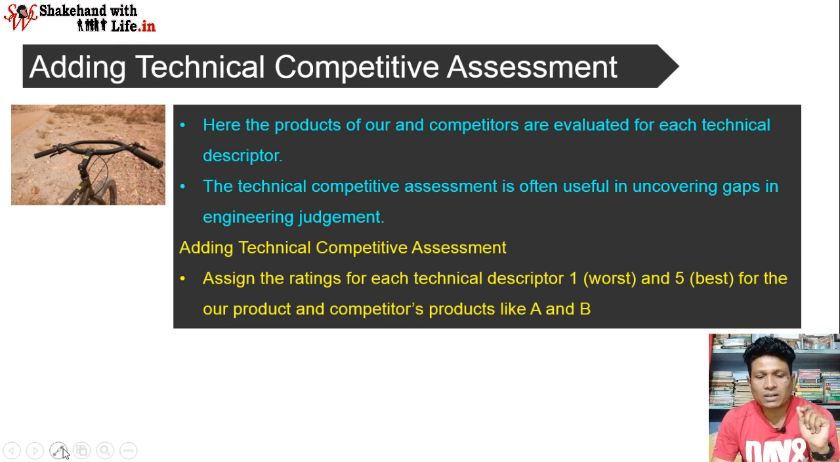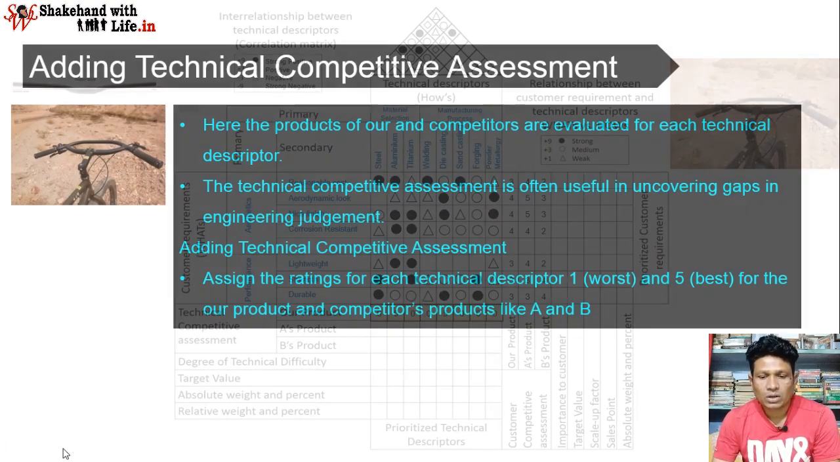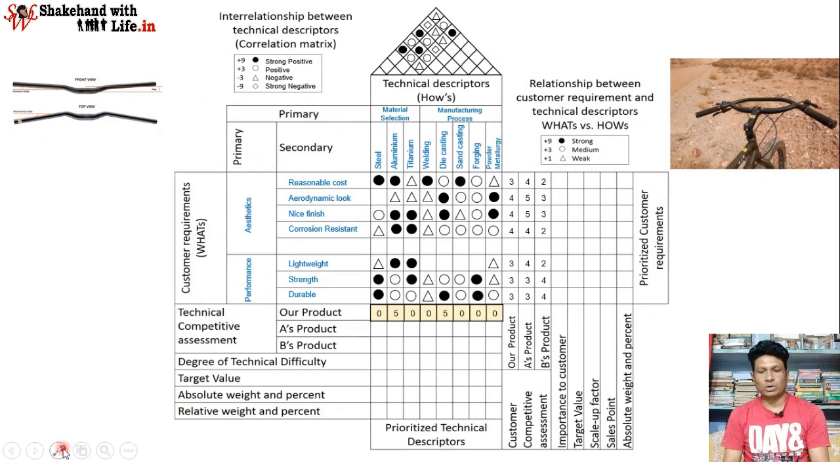And how to add the technical competitive assessment to the house of quality? We have to assign the ratings for each technical descriptor. 1 is for worst and 5 is for best for our product and our competitors' products, and our competitors are A and B. So now starting with our product.